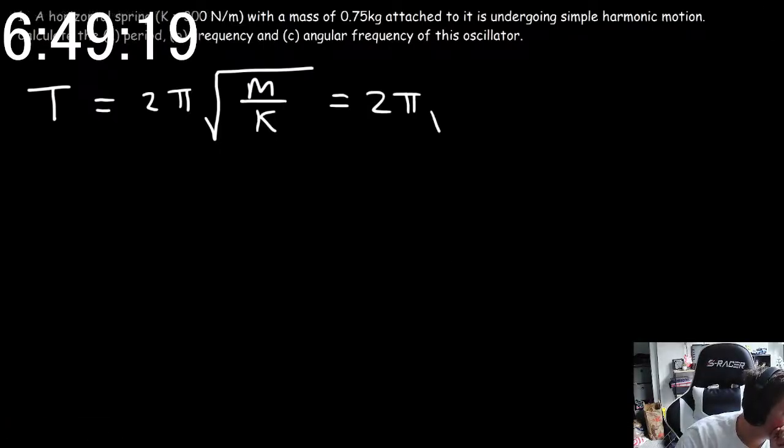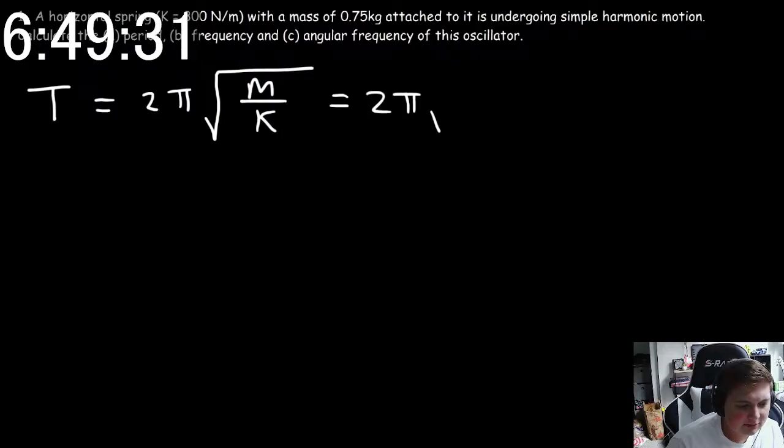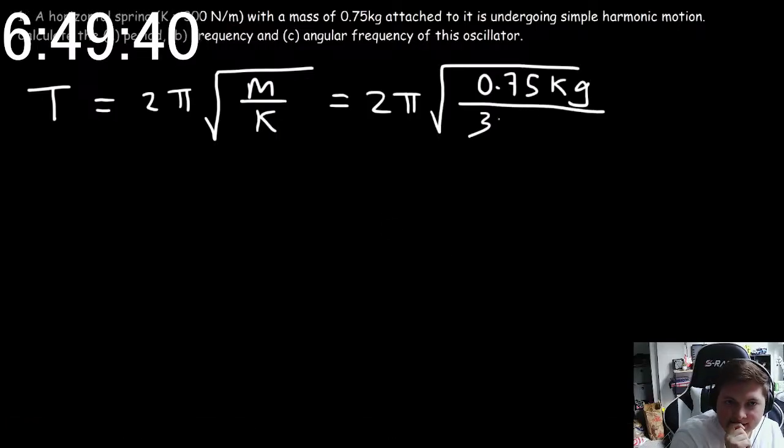Okay, W equals square root of k over m. So that's simple harmonic motion. Okay, so those two up there. So the mass is 0.75 kilograms, and the spring constant is 300 newtons per meter. So let's go ahead and type that into the calculator.